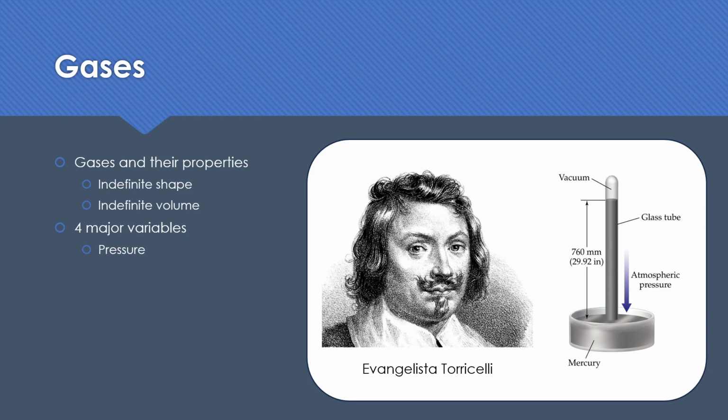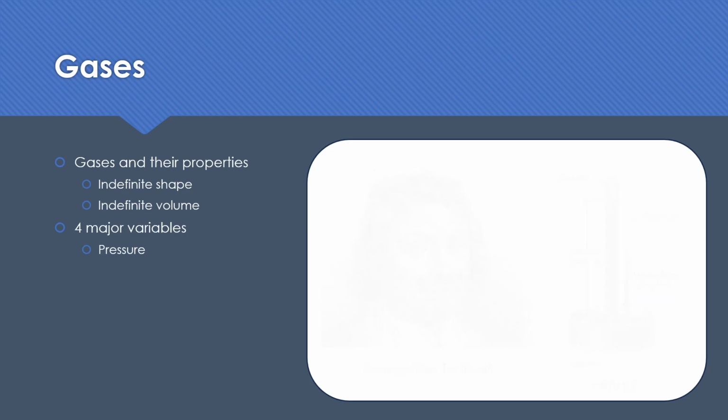You'll see the abbreviation mmHg, but it's also called torr, T-O-R-R, after Torricelli. This is the most common one you're likely to encounter in Gen Chem. So 1 millimeter of mercury is equal to 1 torr. These are interchangeable units. They're the same unit. And 760 millimeters of mercury is 1 atmosphere.